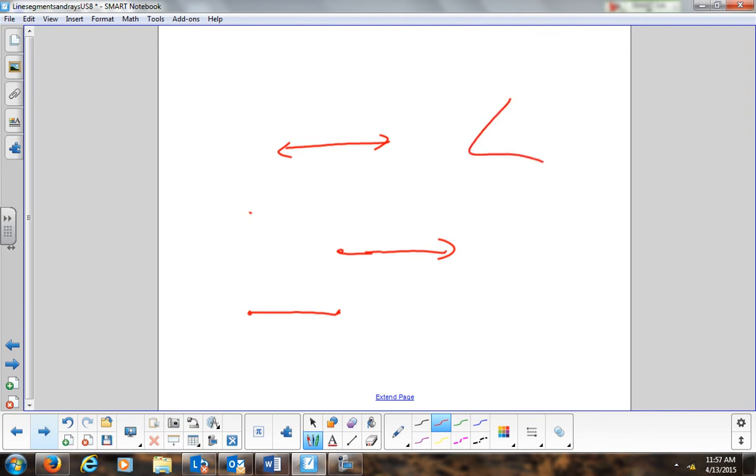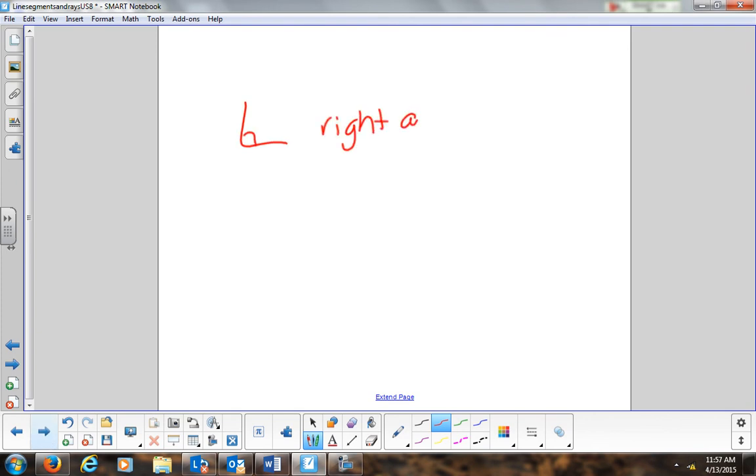How many know what this is? That's an angle. It's an obtuse angle. Good. Let's see how much you know about your angles then. What is this? Right angle. Acute angle. And this one? Straight line. It's a straight angle.